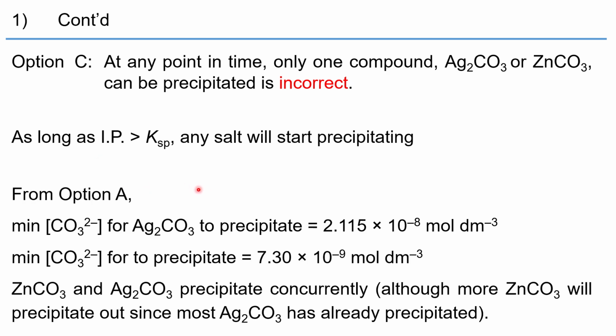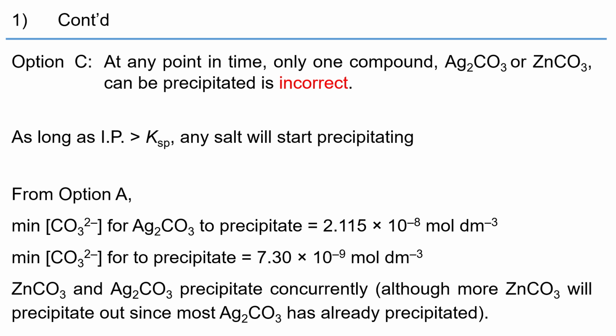So, from option A, we have actually calculated the minimum carbonate concentration for your silver carbonate will be 2.115 times 10 minus 8, and that for your zinc will be 7.3 times 10 minus 9. So you see, because of that, both of them will precipitate concurrently. The only difference now is your zinc carbonate will precipitate out more, since most of it has already precipitated. So in other words, both will be precipitating at the same time, so not one by one.